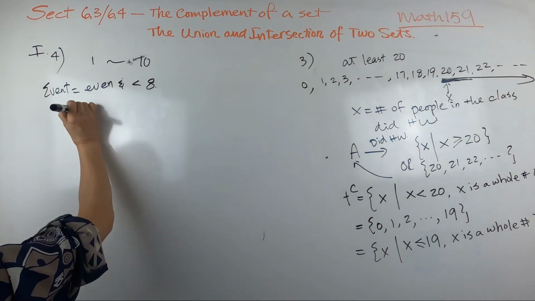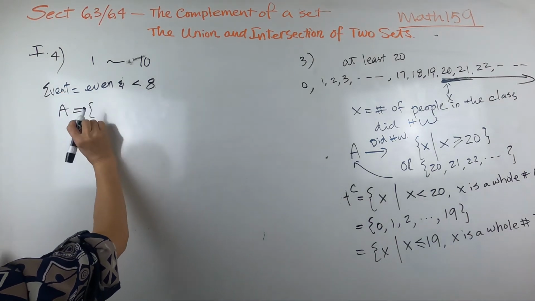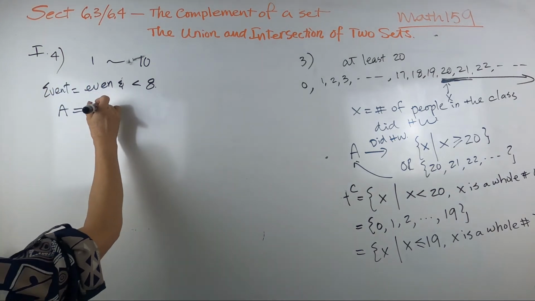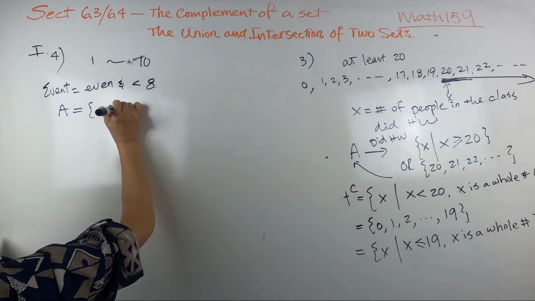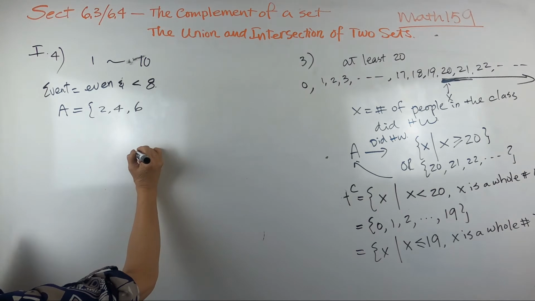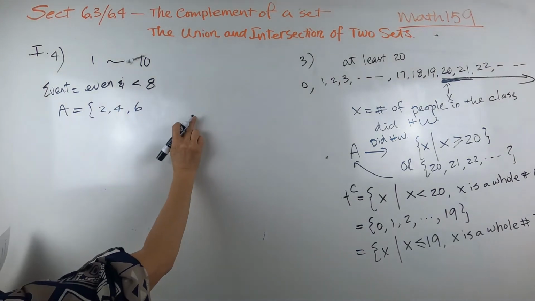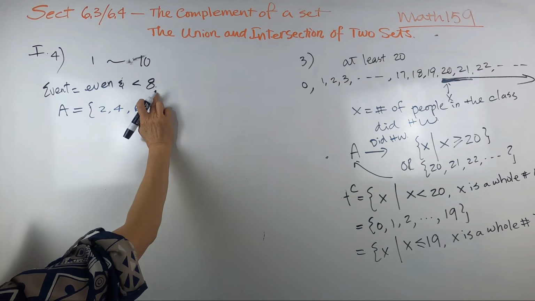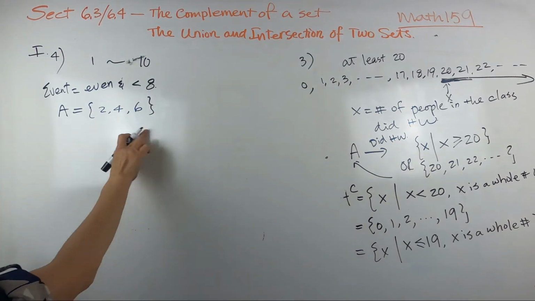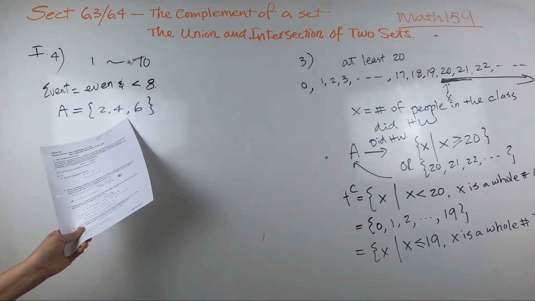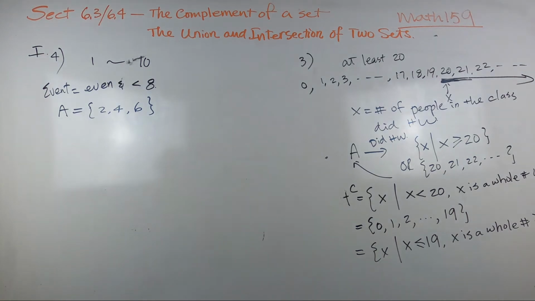So the event is A. What kind of number can it be? Can it be 1? No, not even. So it will be 2, 4, 6, even. Can it be 8? No. Can it be 10? No, because it has to be less than 8. So your event A is actually only 2, 4, and 6.